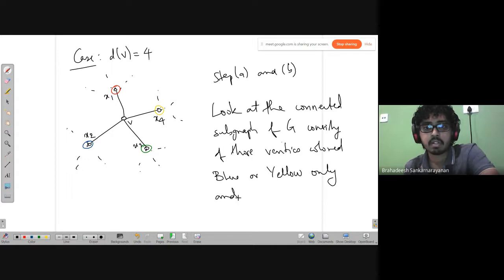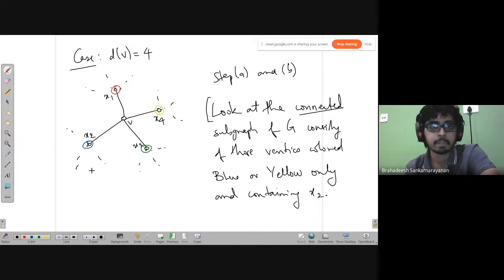And connected means what? Connected to and containing this one, the vertex x2. That is, you start at x2. Okay, here's what I'm going to do. This is a really formal way of putting it. Here's what I'm going to do. Start at x2. Then go along all possible paths via vertices which are colored either blue or yellow, but not red or green.